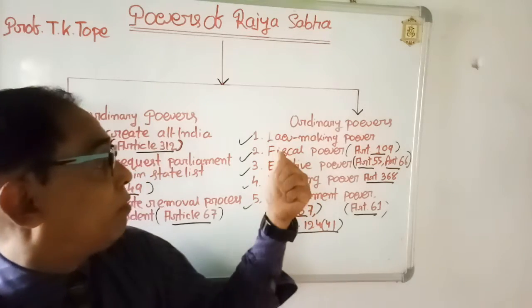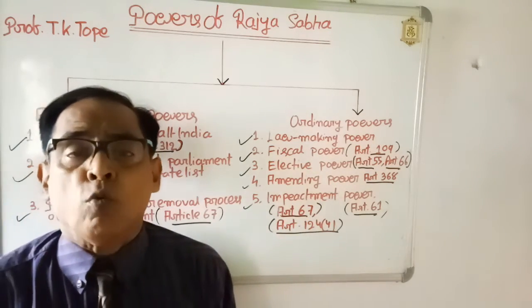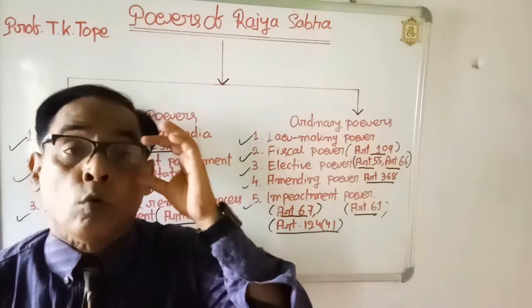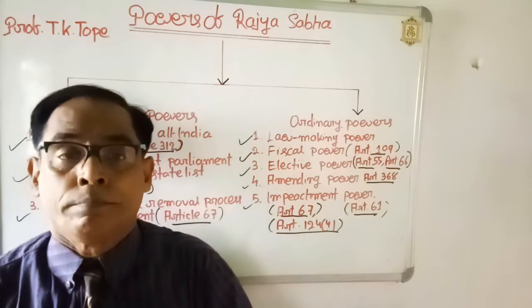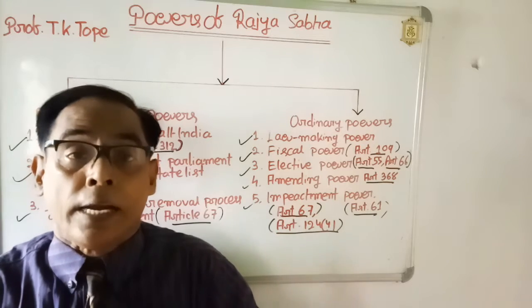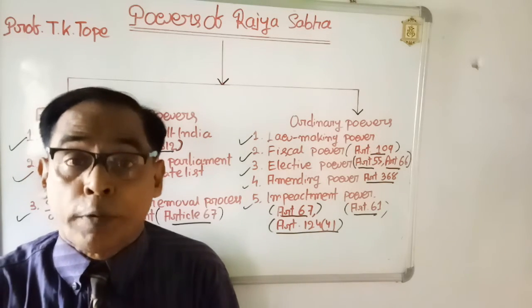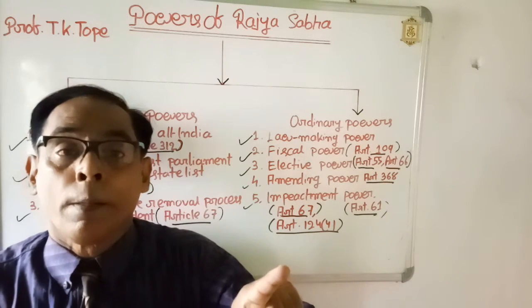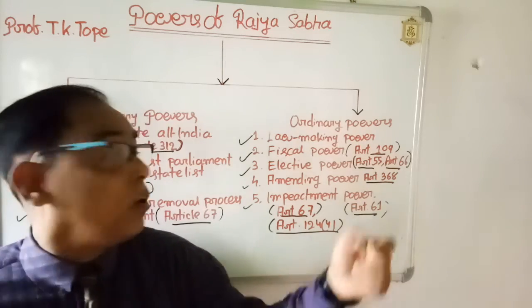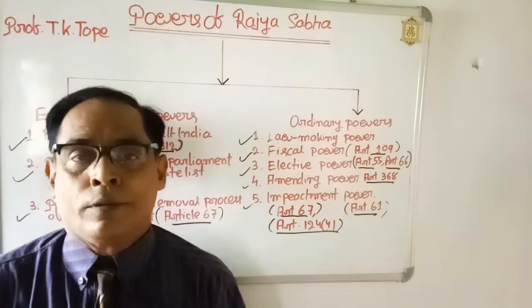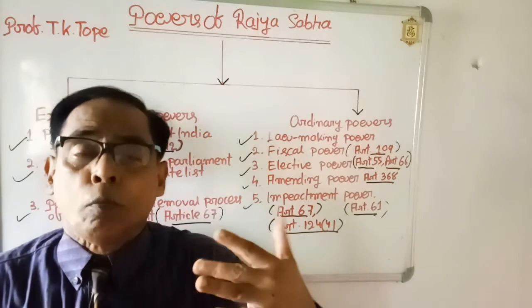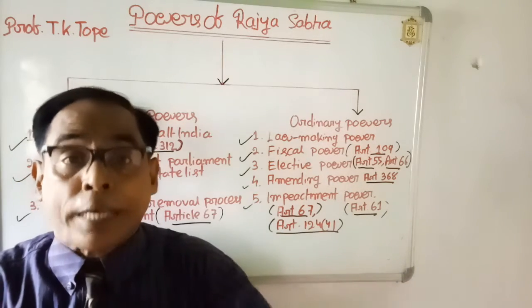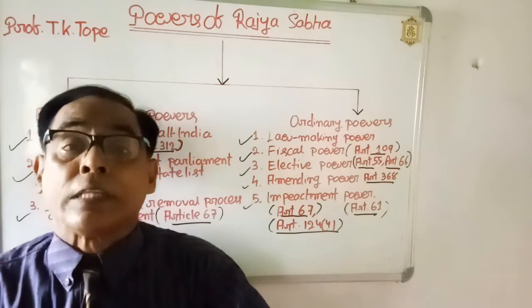Another ordinary power of the Rajya Sabha is the fiscal power under Article 109. Fiscal power means monetary power. It means whenever any money bill or bill relating to finance has to be introduced, it will have to be introduced in the Lok Sabha. It cannot be introduced in the Rajya Sabha under Article 109. So, a money bill can be introduced in the Lok Sabha. There is no question of can be. The money bill will have to be introduced in the Lok Sabha.